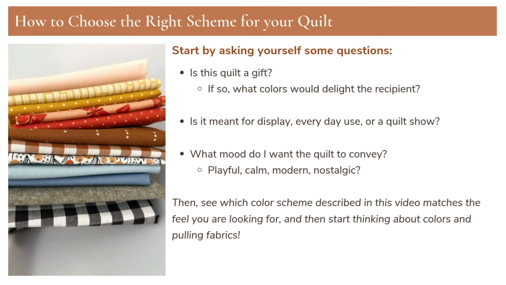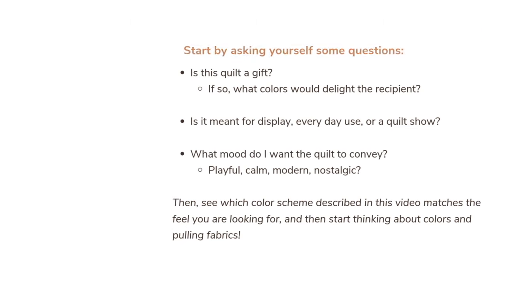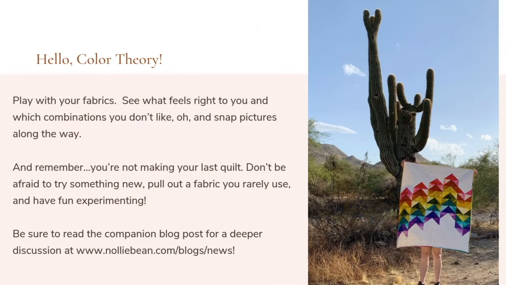Do you want it to be playful? Is it for a child, an adult? Do you want it to be calm, modern? And then once you know all of that, you can select which scheme described in this video matches that feel you're looking for. And then from there, think about colors and start pulling fabrics. You can play around with your fabrics, see what feels right to you, which combinations you like, you don't like, take pictures along the way.